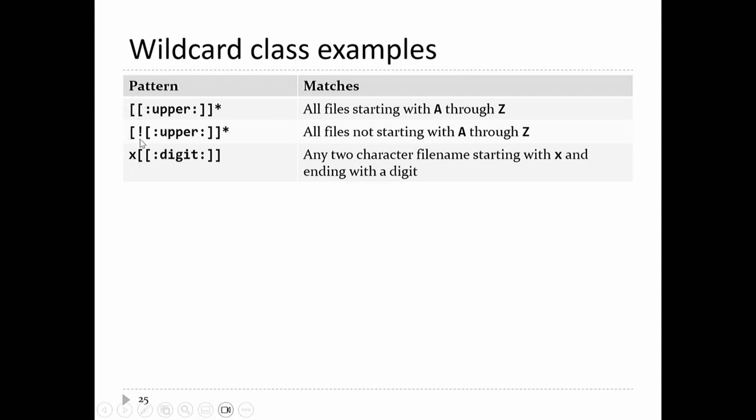Inside the square brackets, the first set of square brackets, you can negate the set of matches. So the exclamation mark inside the square brackets indicates that you want to match all the characters that are not uppercase letters, followed by any sequence of characters. So exclamation mark followed by the POSIX character class negates that character class. So these are all the files that do not start with a capital letter A through Z.